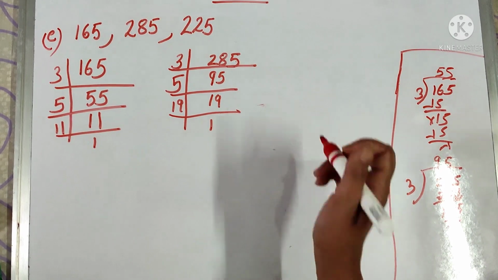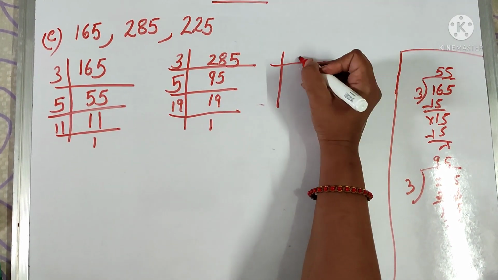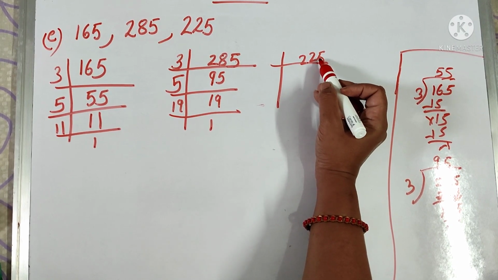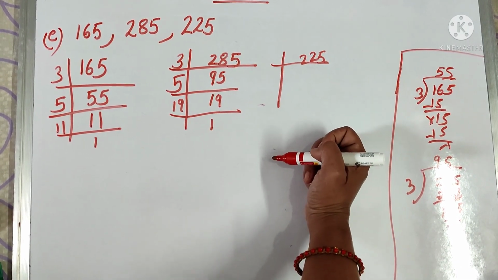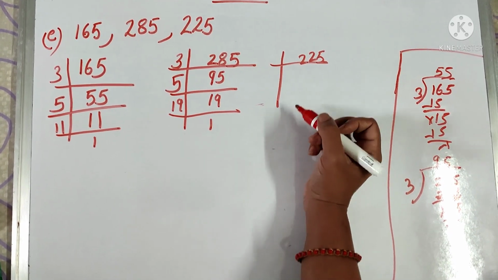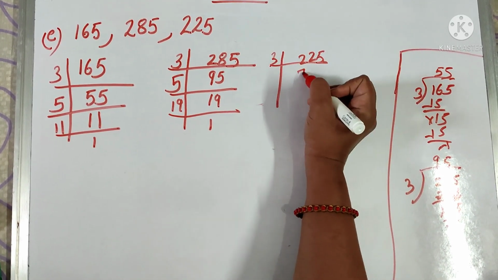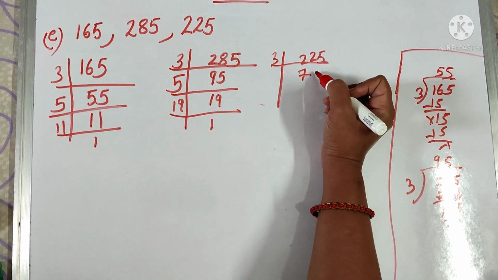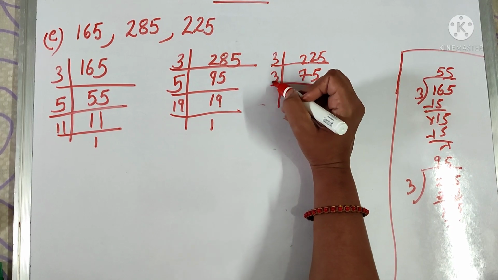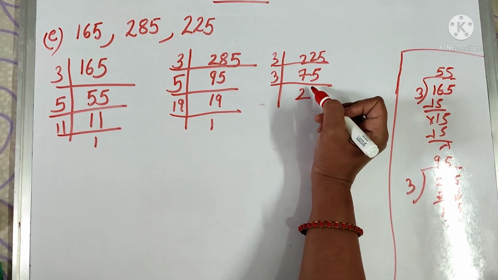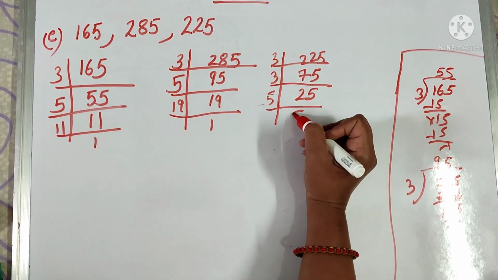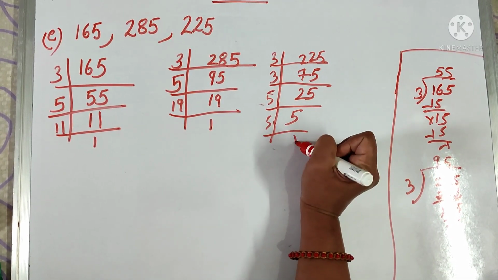Okay. Now let us do the prime factorization of 225. 2 plus 2 is 4, 4 plus 5 is 9. It will go by 3. Since the sum of the digits is equal to 9, it will go by 3. 3 7s are 21, 3 5s are 15. Okay. Now 75, again it will go by 3 first. 3 2s are 6, 3 5s are 15. Now 25 will go by 5 itself, 5 5s are 25, and then 5 1s are 5.